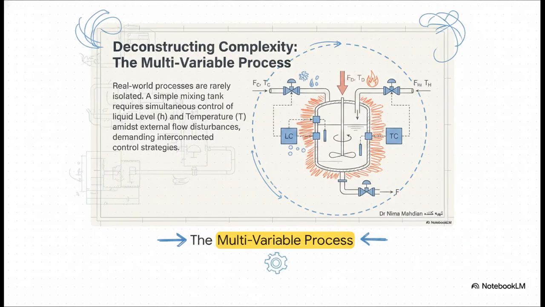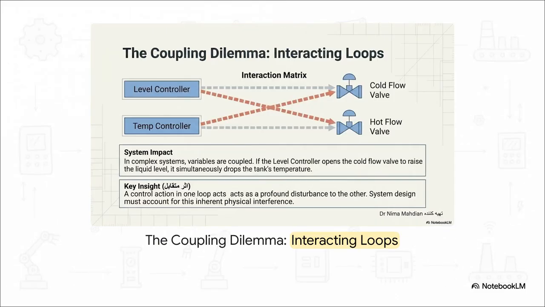Let's actually apply this blueprint to a real multivariable industrial process. Here's a mixing tank. We don't just care about one single thing here. We have to simultaneously control the liquid level, labeled H, and the liquid temperature, labeled T. We have one physical valve bringing in cold fluid and a totally separate valve bringing in hot fluid. So we essentially have two controllers trying to do their jobs at the exact same time on the exact same tank. And that brings us to a massive problem in engineering, which we call the coupling dilemma.